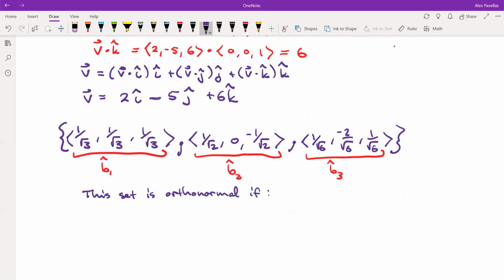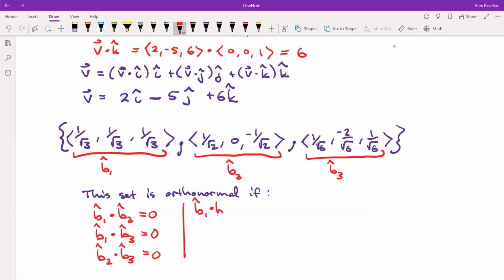That means the dot product of any two different vectors is 0, so B1 dot B2 is 0, B1 dot B3 is 0, and B2 dot B3 is 0. And also any vector dotted with itself is 1, so B1 dot B1 is 1, B2 dot B2 is 1, and B3 dot B3 with the little hats is 1. Feel free to verify that this is in fact true.